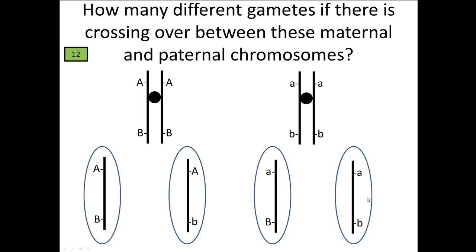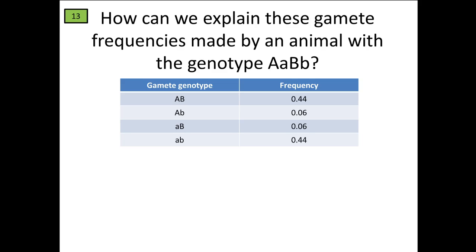Okay, so it's showing how meiosis can produce greater variation because of crossing over that occurs in the process. So how can we explain these gamete frequencies made by an animal with the genotype that's doubly heterozygous? I've got lots of big A, big B's, lots of little a, little b's, but not many big A, little b's, and not many little a, big b's. So these two here are rarer than those two there.